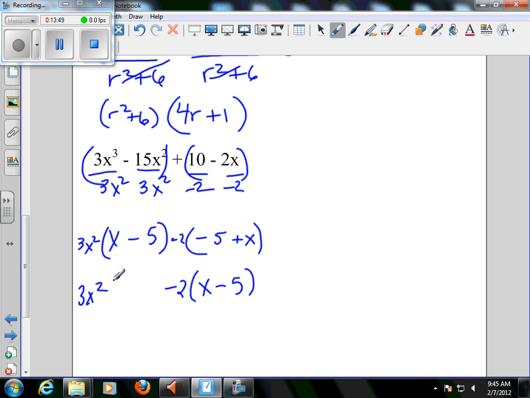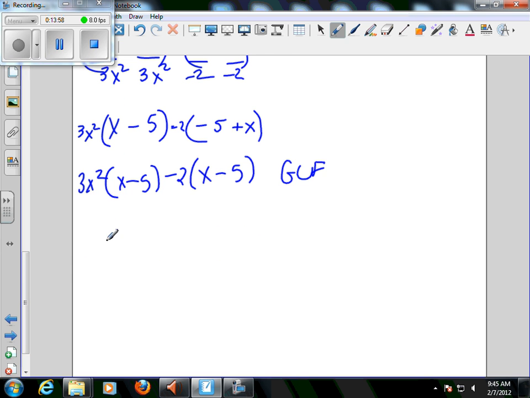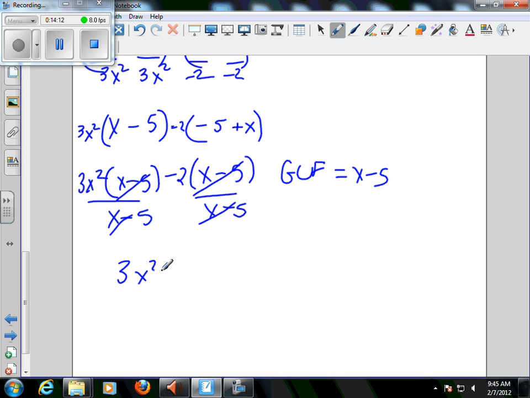So we have 3x squared times x minus 5 minus 2 times x minus 5. Now our GCF is x minus 5. So divide everything by x minus 5. These cancel, and we are left with 3x squared minus 2. And I don't have room to put the x minus 5 in front, so I'll put it in back. It really doesn't matter. Times x minus 5. And there is your solution.